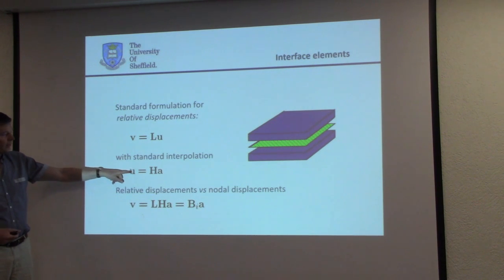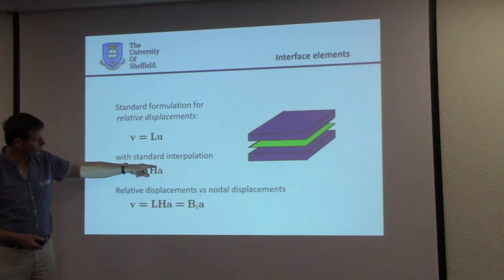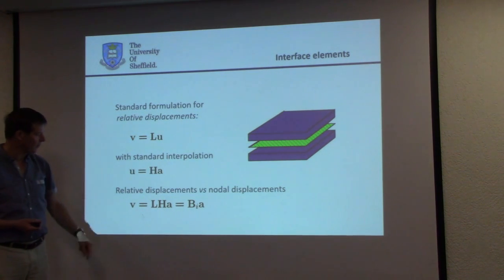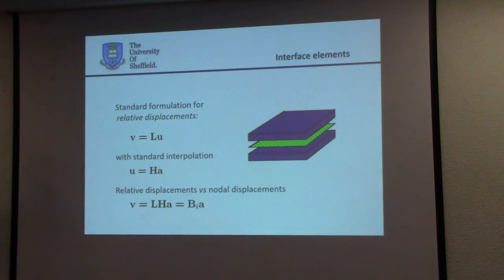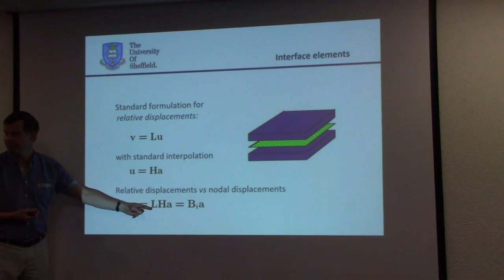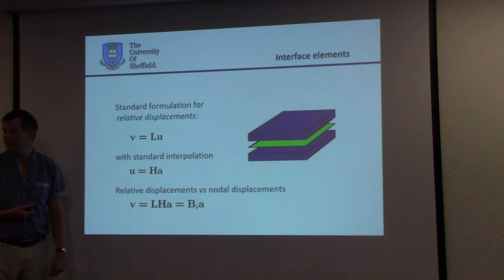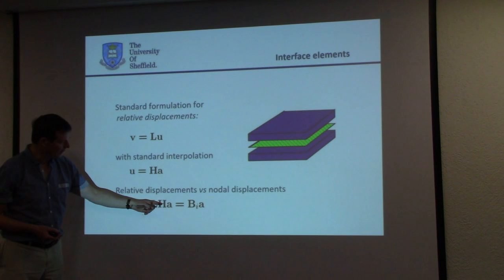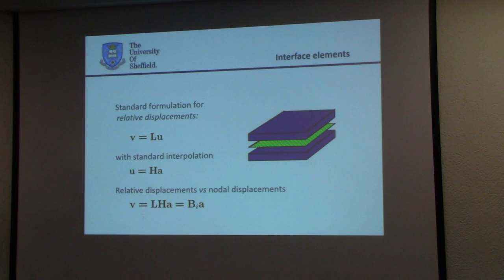You interpolate the displacements in a standard way. So you interpolate them like polynomials contained in a matrix H times the nodal displacements, and you retrieve your relative displacements at your interface as this matrix with minus and plus ones times this one, which contains the interpolation polynomials, times the nodal displacement. Now this is very similar to a standard continuum element, because you can also multiply L with H, and you obtain a B matrix. Only this B matrix is different from the standard continuum B matrix, where you have ddx, ddy, etc.